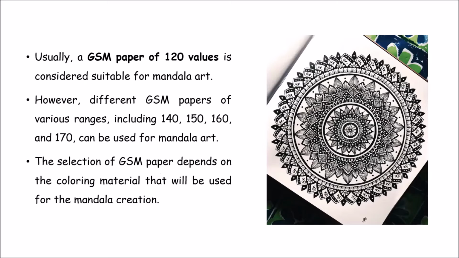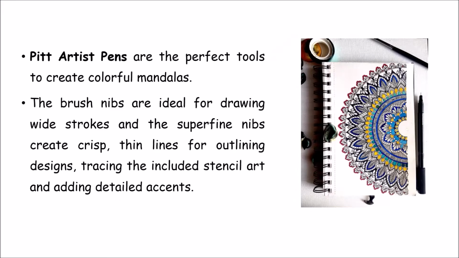And what is the kind of paper? You can use a GSM paper of 120, and this is the most suitable, which makes the paper a little hard to use, right? So it's a very thick paper. Other variations could be 140, 150, 160, 170, which can be used for mandala art. And the selection of the GSM paper depends on the coloring materials that are going to be used, because when you're using very fine pens, you don't want the marker to leave a deep impression on the mandala, right? So on the reverse, when you look at it, you should not have a very deep picture. So that's why we don't use very thin paper. There is a kind of thickness which we specify. And you can draw these and sometimes frame these. So you want to definitely make it look good, right?